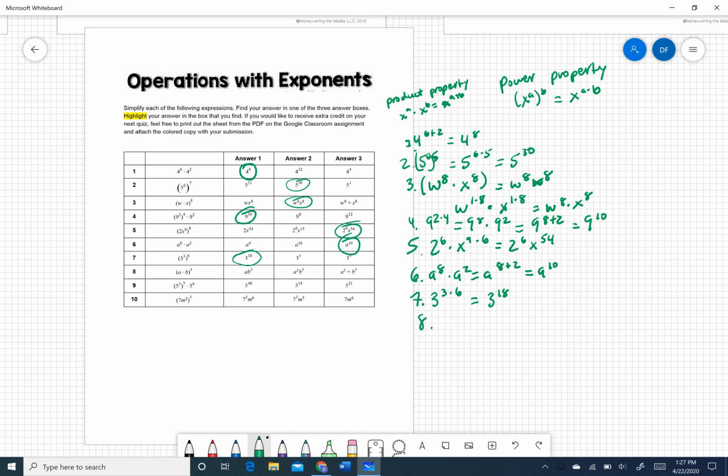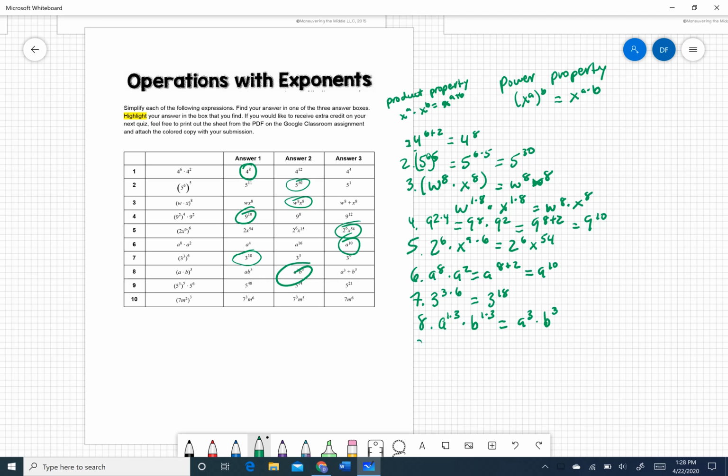All right, and number 8, this is just like number 3, very similar. We're going to distribute that power of 3 to both a and b. So we can rewrite this as a to the 1 times 3 times b to the 1 times 3, which is just going to be a to the 3rd times b to the 3rd. Okay. So my answer here is that one there in the middle.